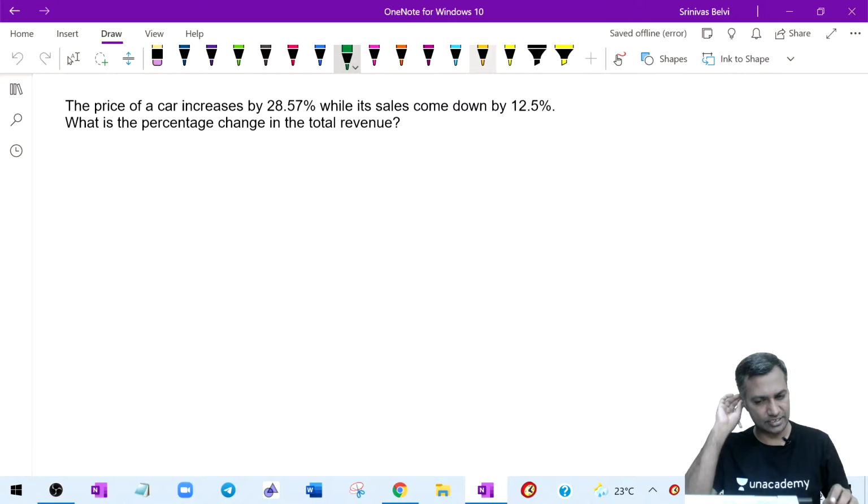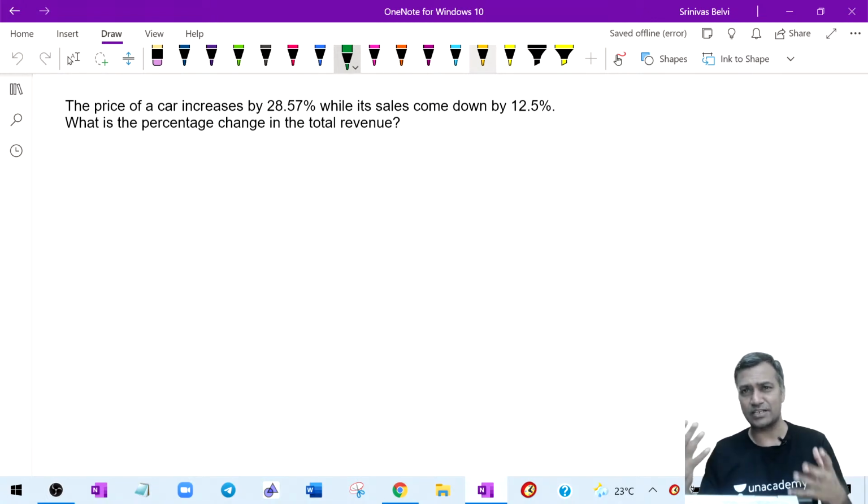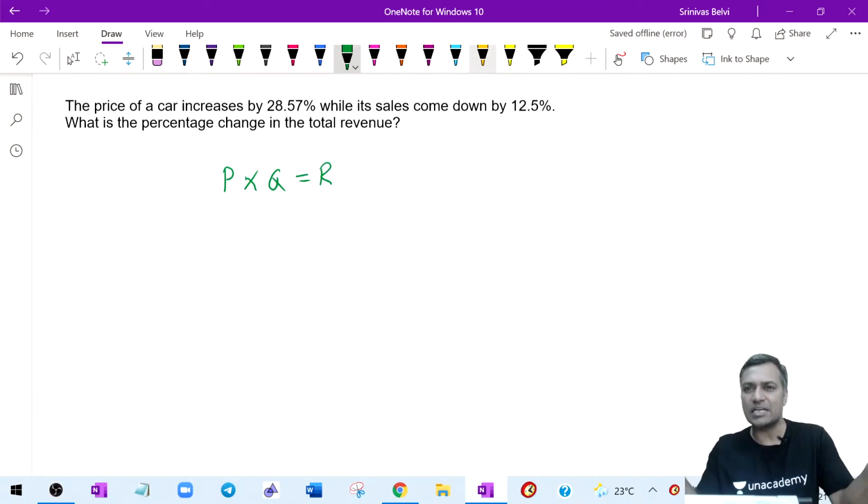Listen to me. Another application. For these problems people evolve a lot of different methods, but there is one pit stop called multiplier. The price of a car increases by 28.57%, while its sales come down by 12.5%. What is the percentage change in the total revenue? Revenue is a function of price and quantity, nothing but my output.